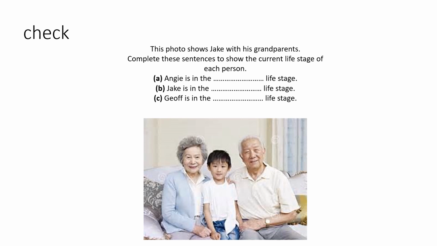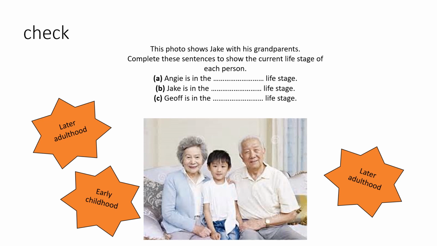So we've got 3 people here. What life stages are they in? So we've got Angie here, we've got Jake here, and we've got Jeff here. So you could pause that and just do a bit of a check and then restart it. And if you said that Angie's in later adulthood, Jake is in early childhood, and Jeff is in later adulthood, you are spot on.